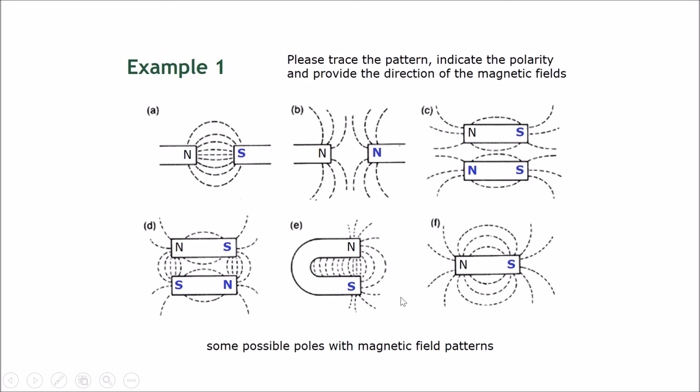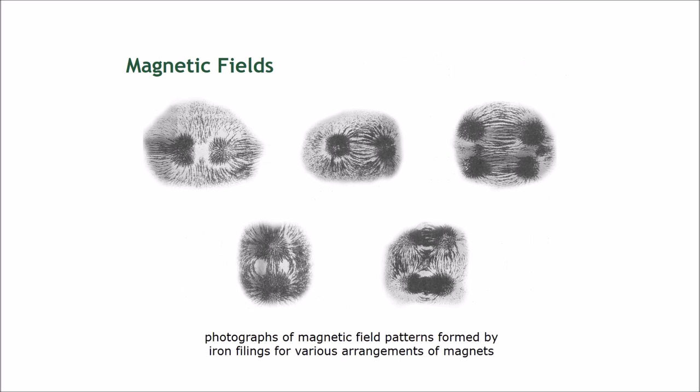Now what is missing from all of these drawings is of course the arrows, and I want you to do in your worksheet all the arrows of all these lines now. And these are some pictures of various magnetic field patterns formed by iron filings for various arrangements of magnets.